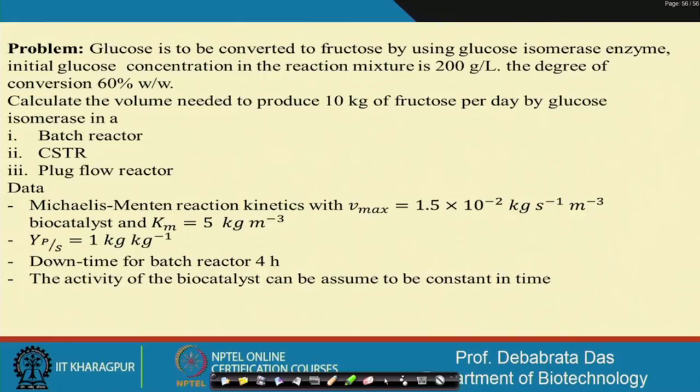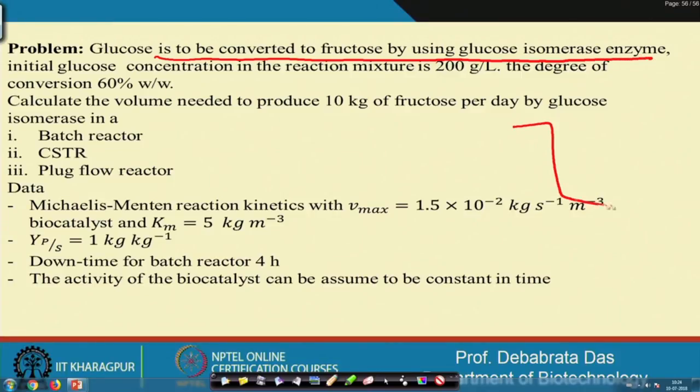Now this is the problem I told you at the beginning, that we want to solve a numerical problem, and if we can understand the problem correctly, then I hope that the conception of this reactor analysis will be very much clear to you. Then try to understand. Now what is this problem? The problem is that glucose is to be converted to fructose by using the glucose isomerase enzyme.